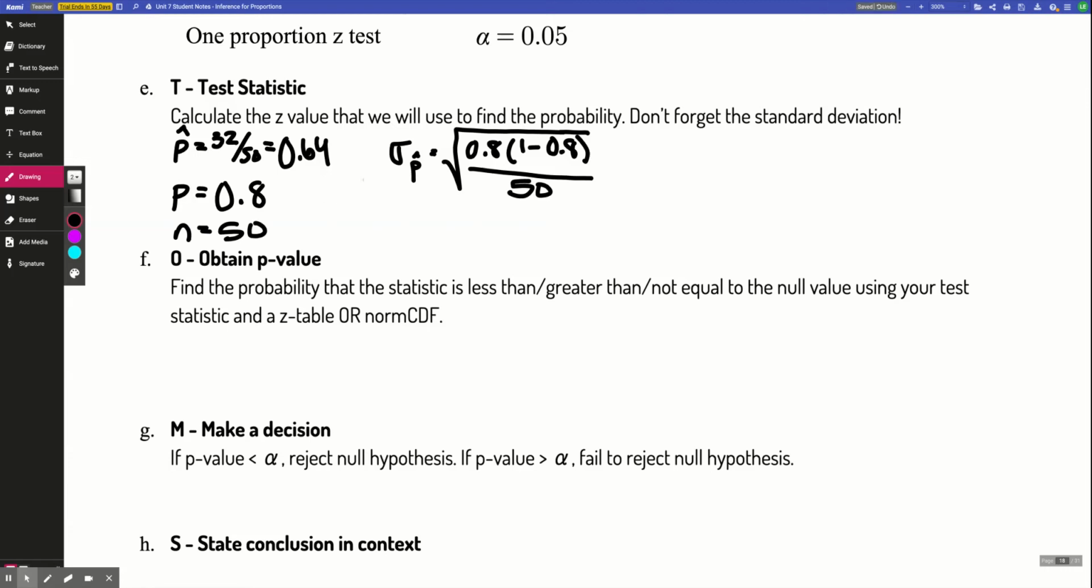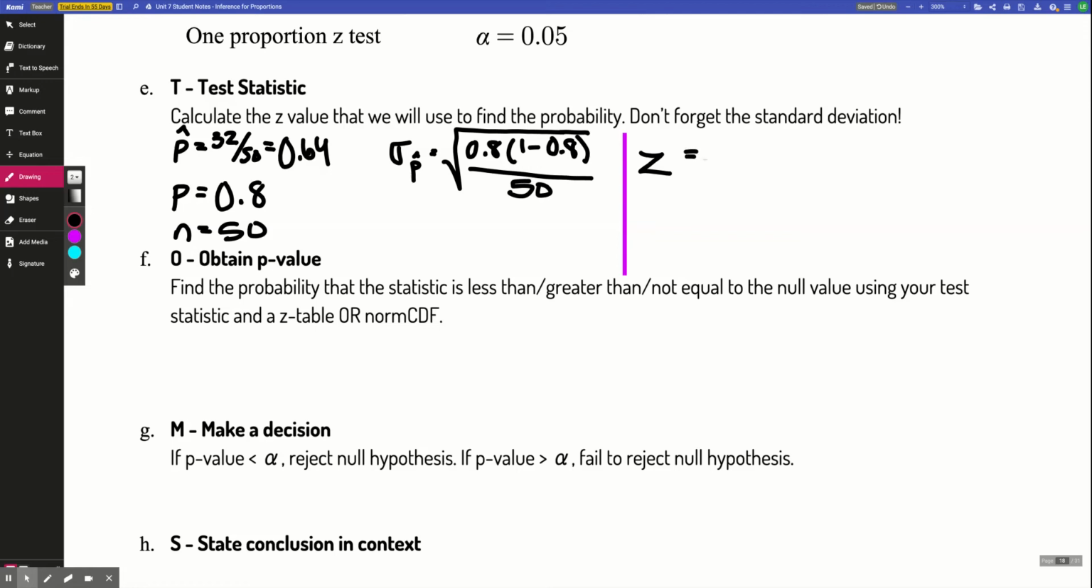Now, reminder, because we have a possible value for the truth, right? We have a parameter value. You should always use that if you have it when calculating the standard deviation. So don't use P hat inside of your standard deviation calculation for hypothesis tests. The only time that you're going to do that is with confidence intervals, because with confidence intervals, you don't actually know the true value. Okay, so let's use this now to calculate our test statistic, which is our Z value.